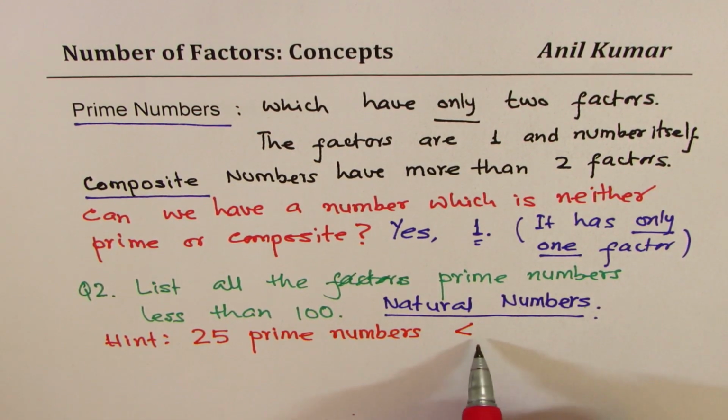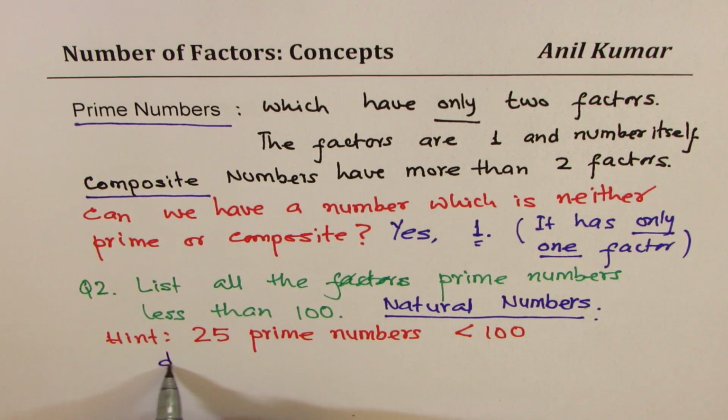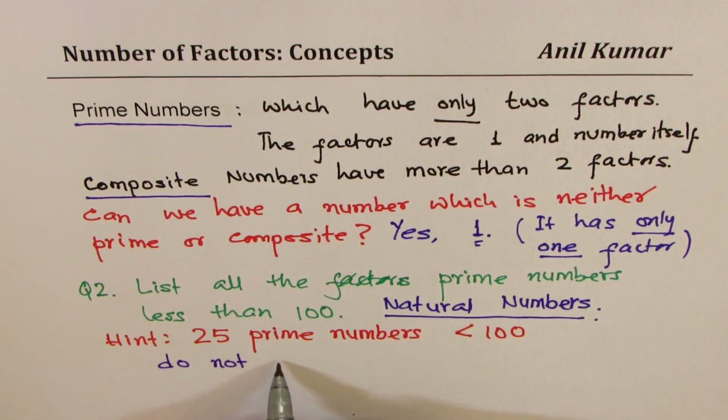Less than 100. So remember this, if your number is not 25 prime numbers, then it is a wrong answer. Correct? Most of the time, the mistake you make is including numbers you should not. Let me write, do not include.